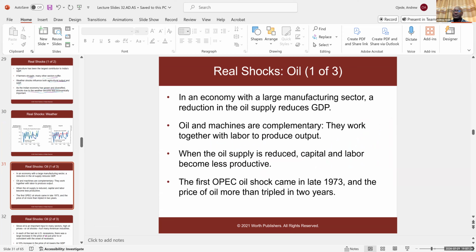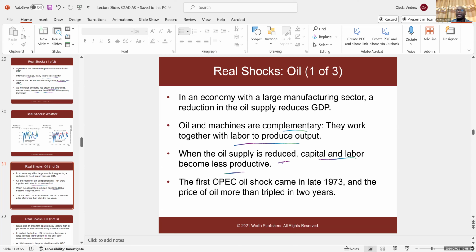Yes, oil is a key source of energy. You know that. So in an economy with a large manufacturing sector, a reduction in oil supply is going to reduce GDP. Because if we reduce the supply of oil, that means the price of oil is going to go up a lot. That's not good for companies that are operating manufacturing plants that rely on oil as an input to producing goods or as a source of energy. So oil and machines are complementary. They work together with labor to produce output. When the oil supply is reduced, capital and labor become less productive.